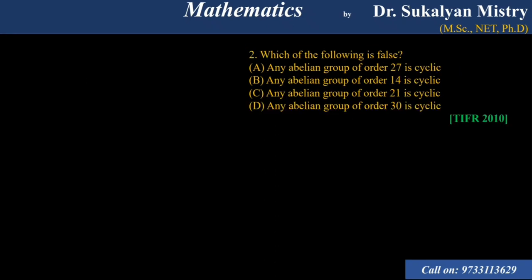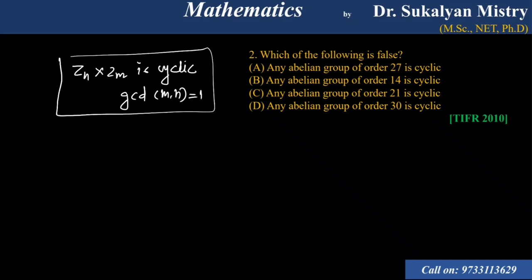Which of the following is false? Any abelian group of order 27 is cyclic, any abelian group of order 14 is cyclic, any abelian group of order 21 is cyclic, and any abelian group of order 30 is cyclic. That is, which is false. So we know that Zn cross Zm is cyclic if and only if GCD of m and n is 1.